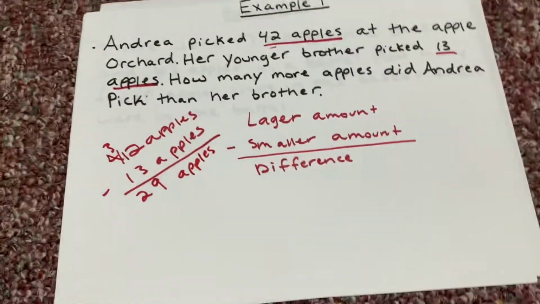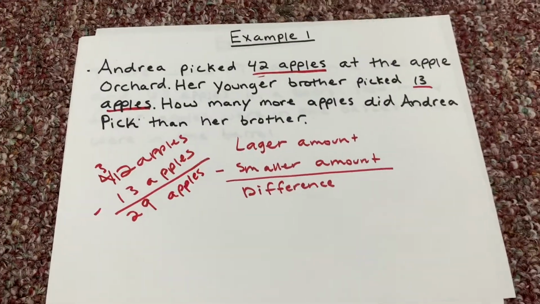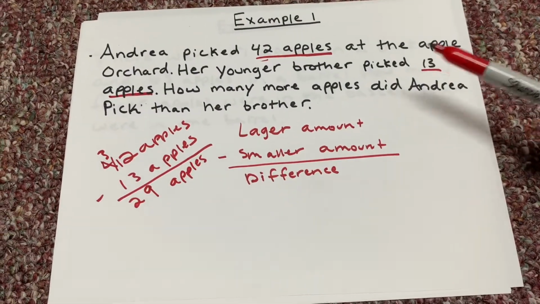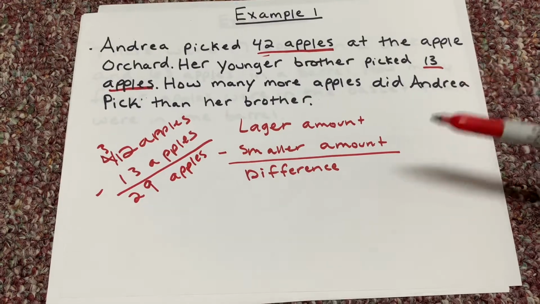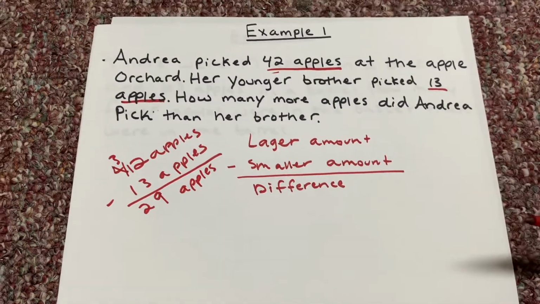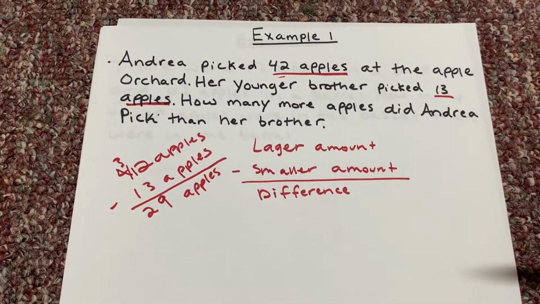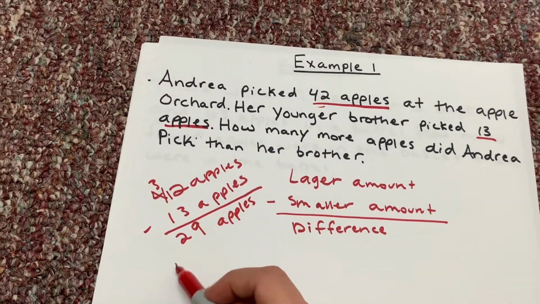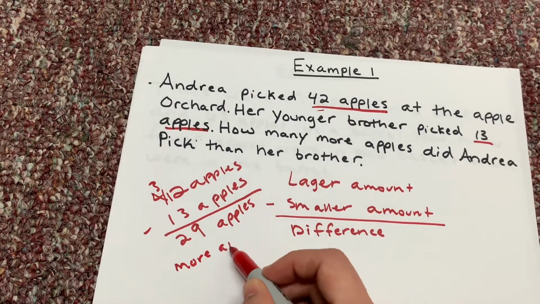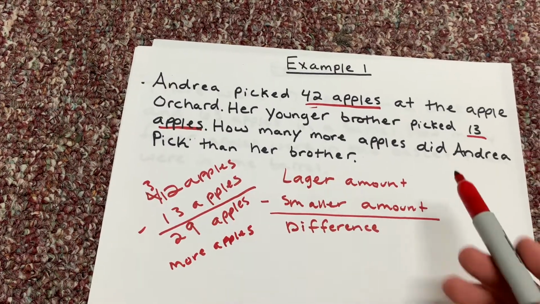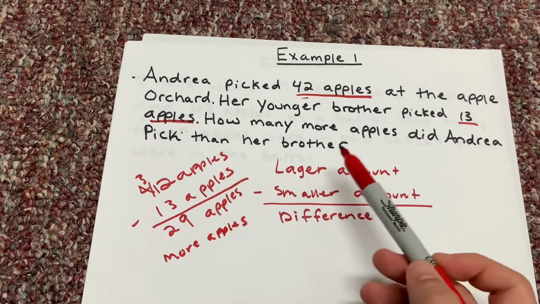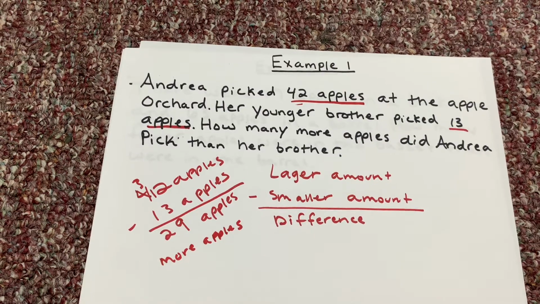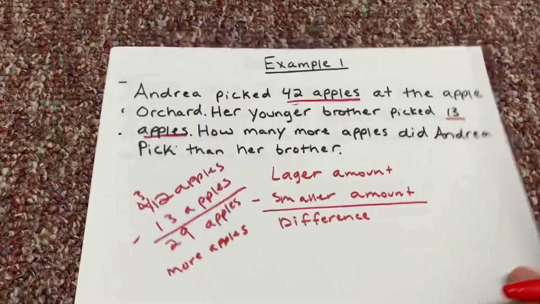So this is, 4th grade, what they're asking us to do when they find a comparison. We know that Andrea picked 42 apples and her brother picked 13. Then we're going to find the difference of those two numbers. So we get 29 more apples, because it asks us how many more apples did Andrea pick than her brother. She picked 29 apples more. Okay, let's look at the next example.